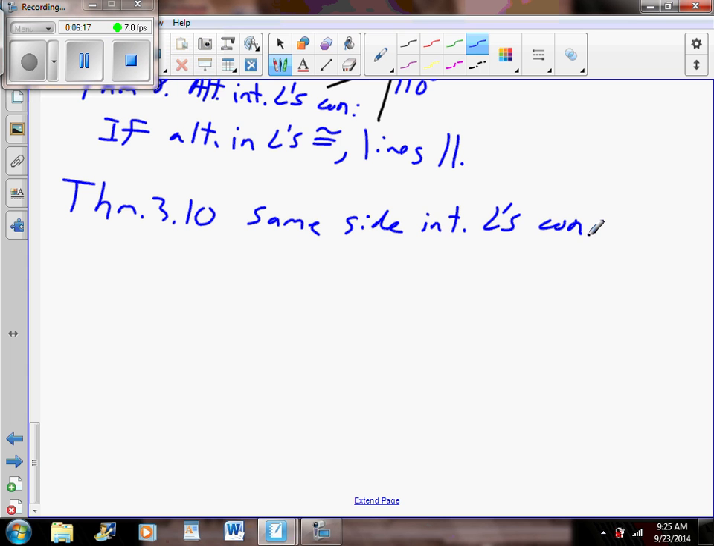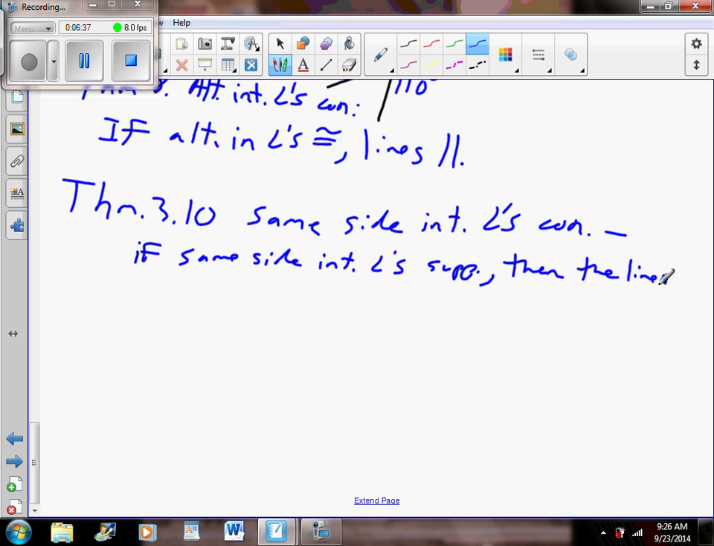Okay? That simply says that if same side interior angles are supplementary, meaning they add up to 180, then the lines are parallel.